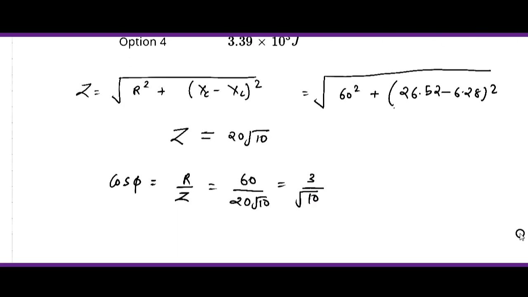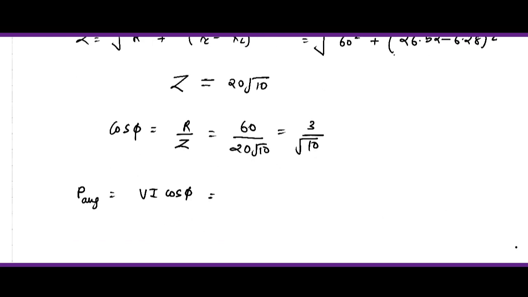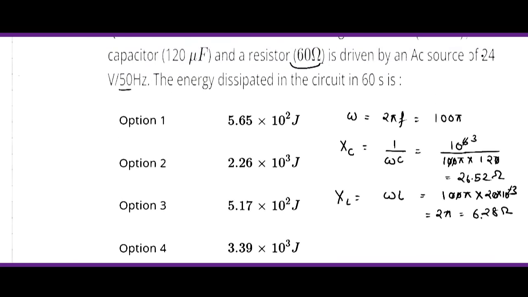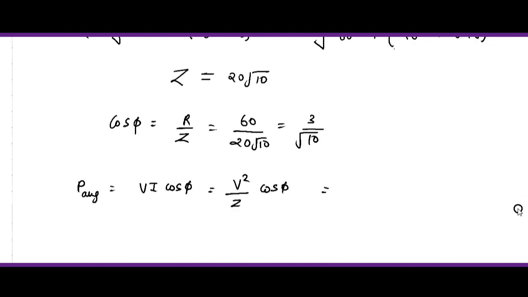So after getting this, we can get the power, right? So I will write down the average power. It will be equal to V square by Z cos phi. From here you can see that the V is already given. So this is the V RMS, right? So it will be 24 square by Z, which is this.